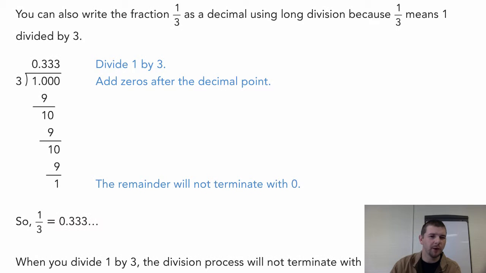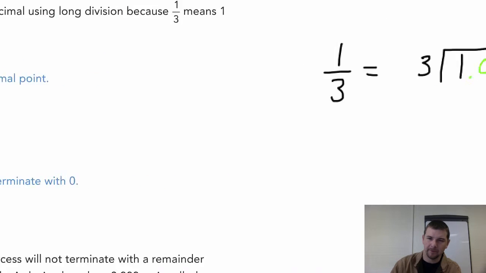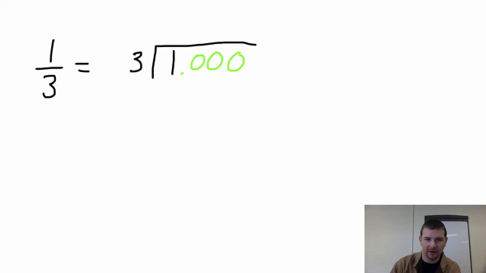You can also write the fraction 1/3 as a decimal using long division because 1/3 means 1 divided by 3. Here's an example. 1/3 equals 1 divided by 3. Note we have some 0 placeholders here already written in green. 3 goes into 1 0 times, and 3 goes into 10, not forgetting our decimal point.